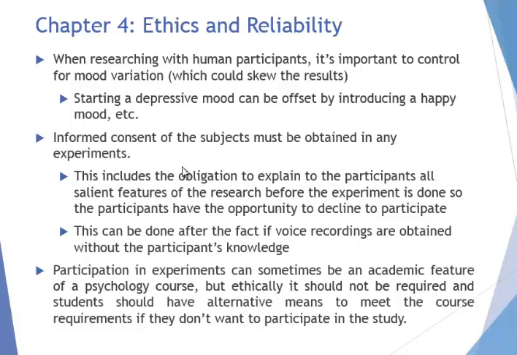In order to be ethical in terms of a study, it's important to get informed consent of the subjects. If you're going to experiment on someone, make sure that they understand that, preferably in writing, that they're going to be tested. Get their consent. This includes, of course, the obligation to explain to participants all salient features, all important features of the research before the experiment is done, and to give them the opportunity to decline to participate. If you're in a shopping mall or something and you're trying to get subjects, when they come over to your booth and say, okay, for $10 I'll participate in this, you've got to explain what you're testing and what possible impacts this could have. This can also be done after the fact.